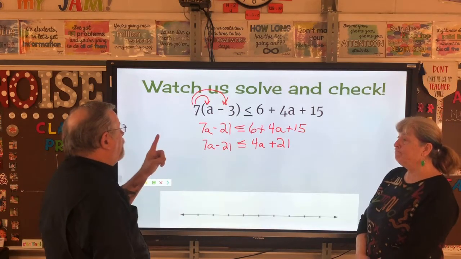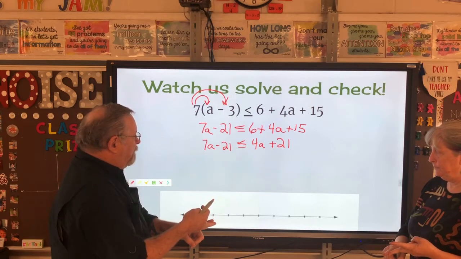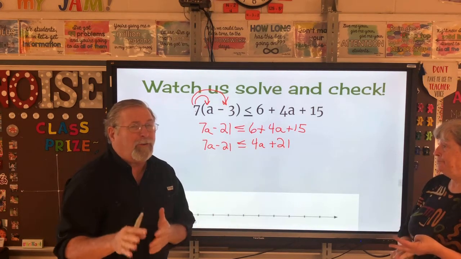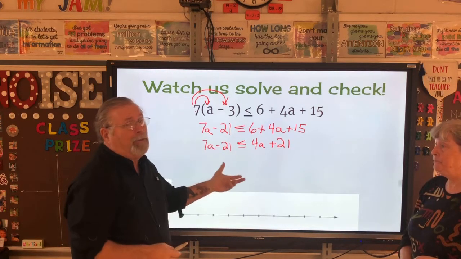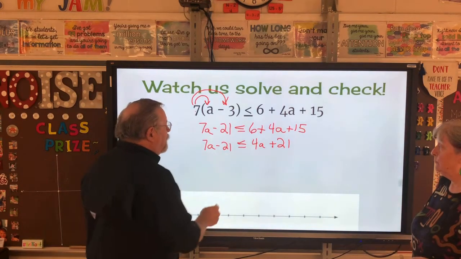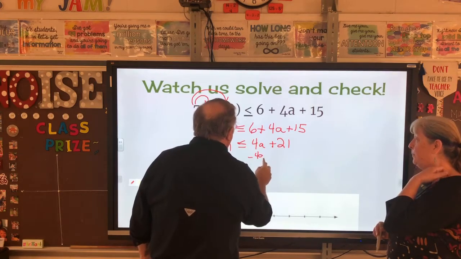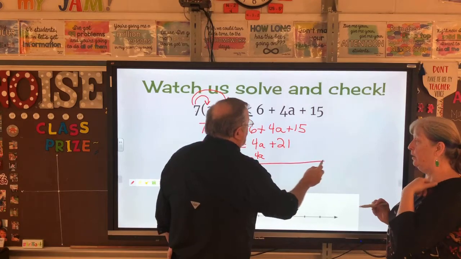So now I've distributed my parentheses. I combined my like terms. Now I have to move that variable to one side. And we've already told you, we like positive numbers, especially when you're dealing with inequalities. I don't have to worry about that special rule. So if I subtract 4a from both sides, pick the smaller coefficient and move it.